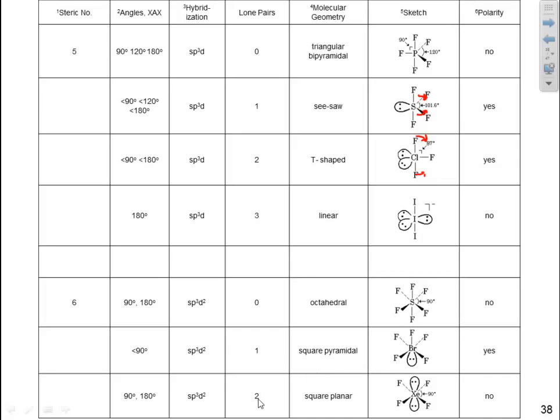If I have two lone pairs, same hybridization. Angles are now going to be normal because the lone pairs cancel out each other. And it's going to be nonpolar because they're canceling out the dipoles. I suggest you learn these.